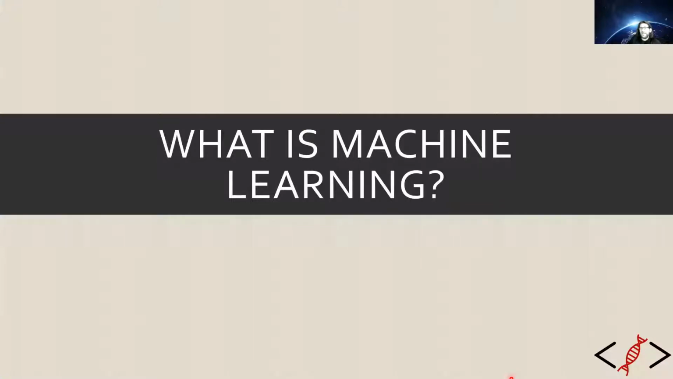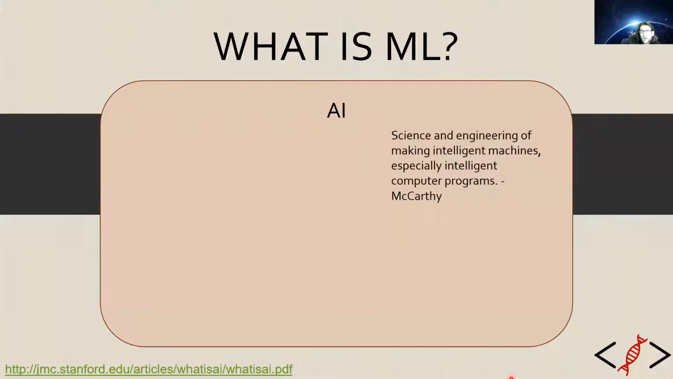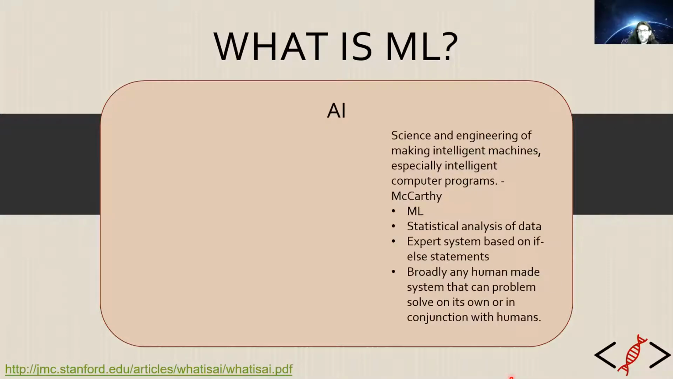machine learning? It's something that you hear a lot probably on the news and probably in various social media circles, but many people have sort of a misunderstanding of what machine learning is. And that's partially because people don't really understand what AI is. So if we think about what the actual accepted definition for AI is, we would say that it is simply the science and engineering of making intelligent machines, especially intelligent computer programs. But this can include a lot of stuff. So we see that this can include both machine learning, but also just generally statistical analyses of data, expert system-based if-else statements.